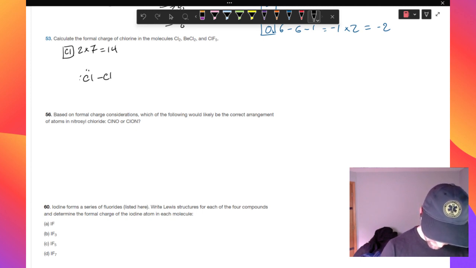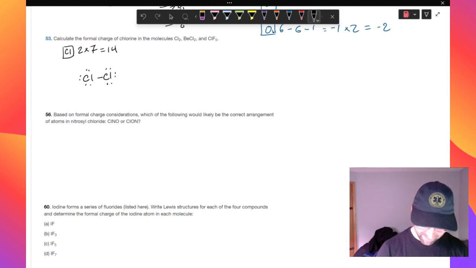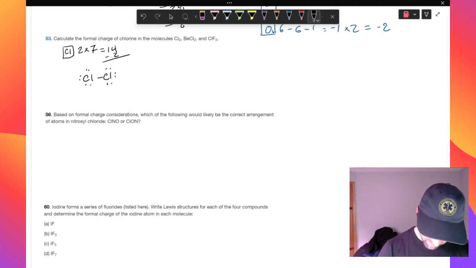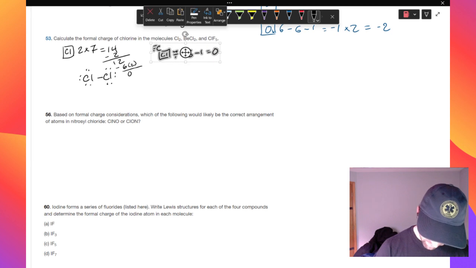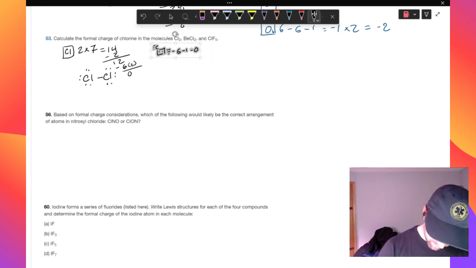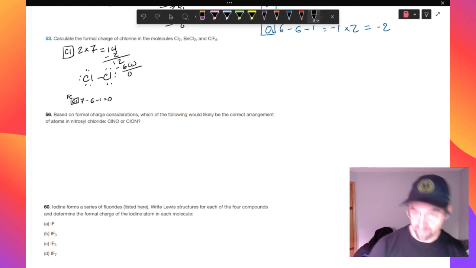Chlorine bound with chlorine. If we just throw a bond in there and fill an octet, that gives us 2 participating in bonding, gives us 12, minus 6 times 2 is 0. That looks okay. Formal charge of chlorine: started with 7. We have 6 lone electrons around it and 1 bond. Formal charge is 0. All right, that's our first one. Let's look at, is that beryllium dichloride?